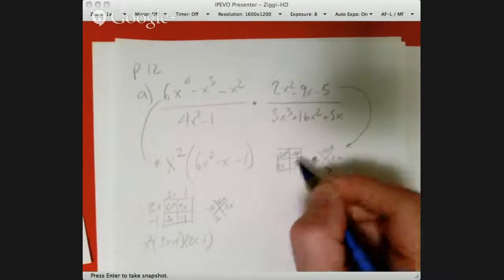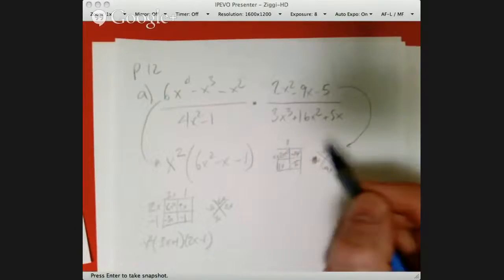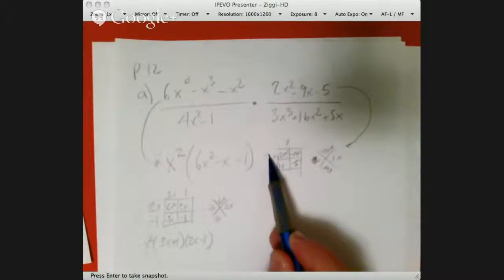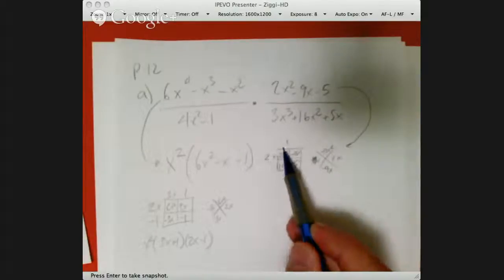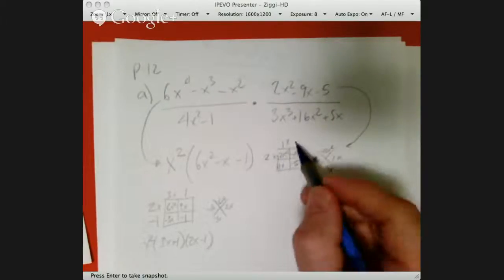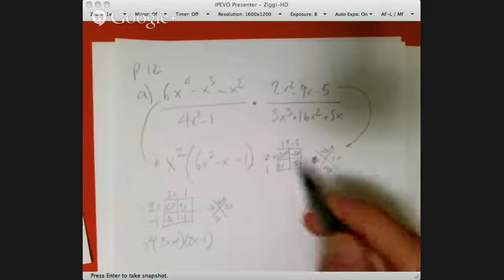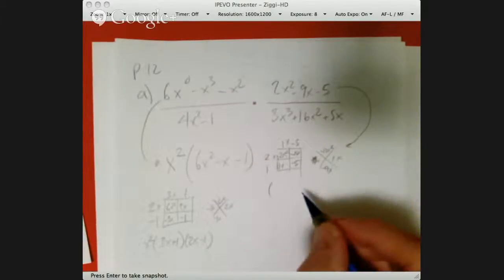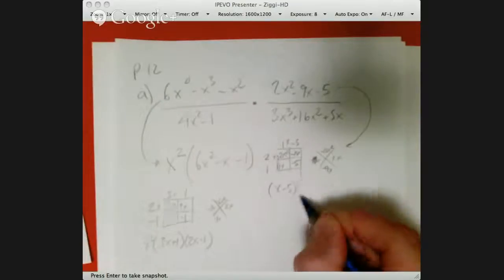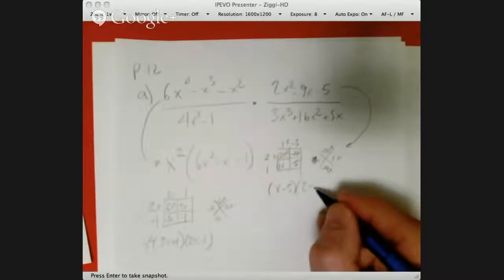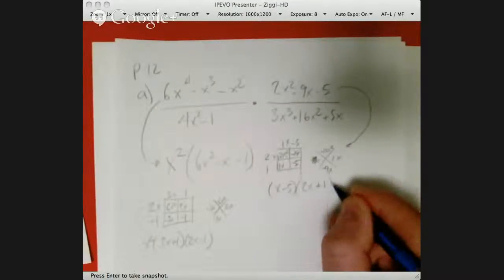And let's see what we can pull out. In case of this, I'm going to pull out a 2. Okay, so this is just a 1. So that means I'm going to have a negative 5 here and a positive 1 here. So this factor is going to be x minus 5, 2x plus 1. Solid.